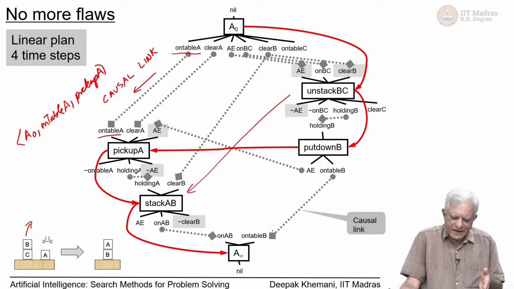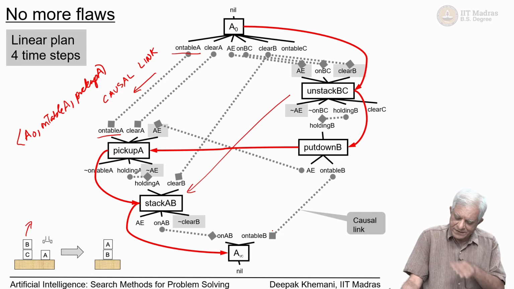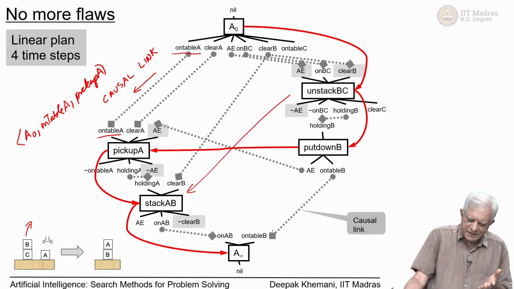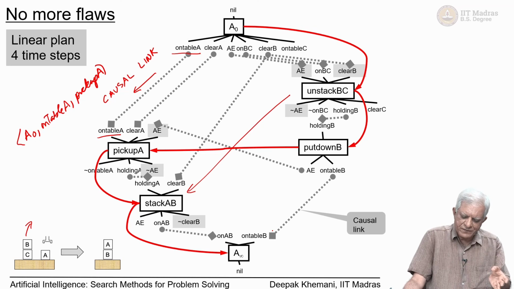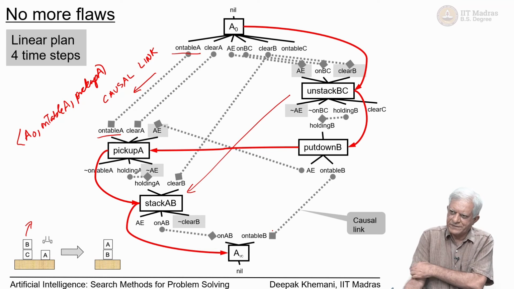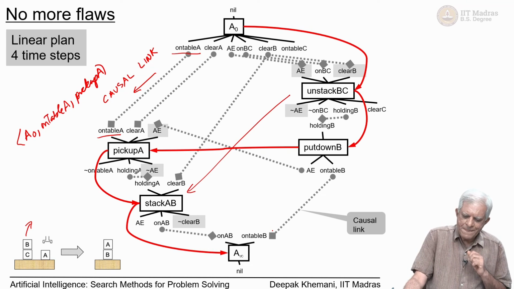So, here every precondition of any action must have a causal link. If you look at the bottommost action, there are two preconditions, on A B and on table B, and both have got these causal links. And stack A B has also got two preconditions, holding A and clear B. Holding A is supplied by pick up A, which happens before that, and clear B was true in the start state itself. So, there is a causal link from there, and likewise for every precondition of every action there is a causal link. Otherwise, there would be an open goal, and that would be a flaw.